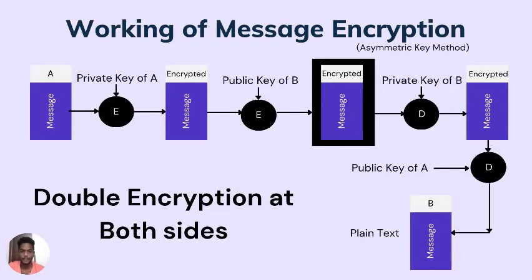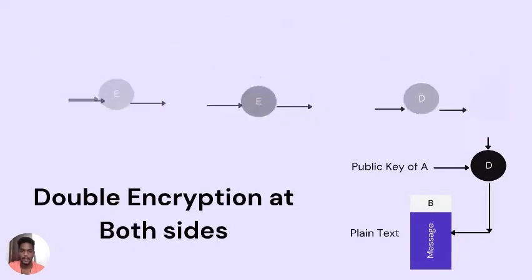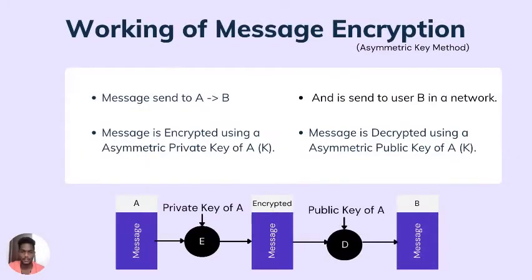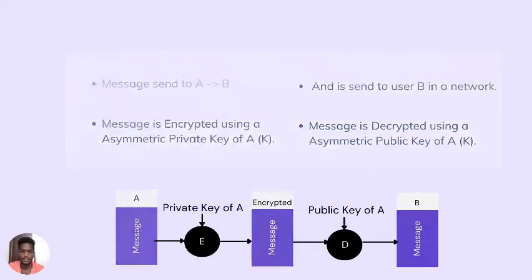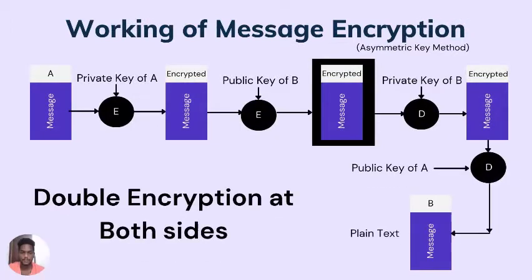So here comes the problem, because in this scenario, the private key is available only to user A, but the public key is available to all the users in the network. So for this, we will be using double encryption at both sides. It means we will encrypt the message using the private key of A, and again we will encrypt the message using the public key of B.